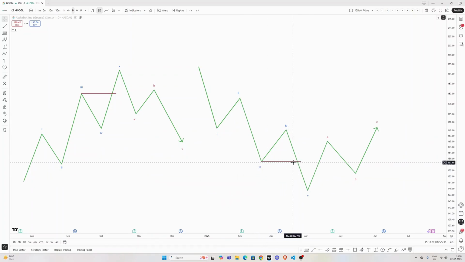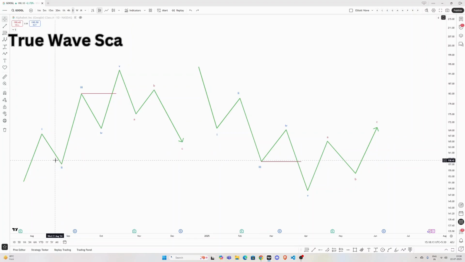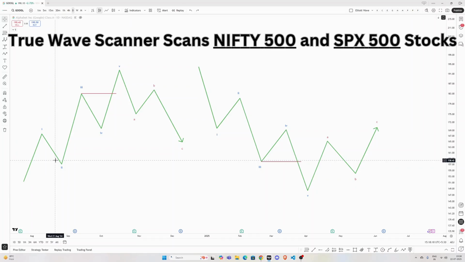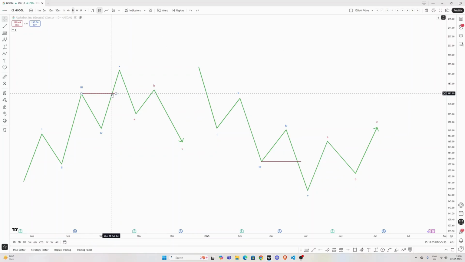Using this point, we can identify potential Elliott wave 5 wave sequences, and this is what exactly True Wave Scanner does. It scans all the stocks in our universe, which is as of now NIFTY 500 stocks and SPX 500 stocks. It scans all these stocks every day. It tries to find in which of the stocks a 5 wave structure might be unfolding, and at this exact point it tries to highlight them, and we can start following those stocks from there and see how the structure further evolves.